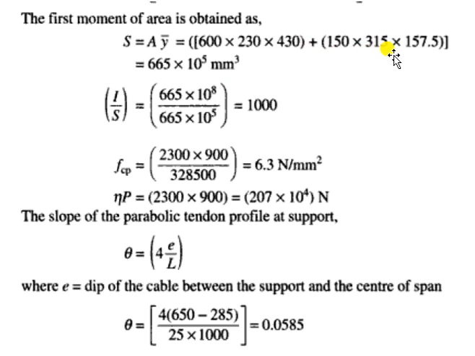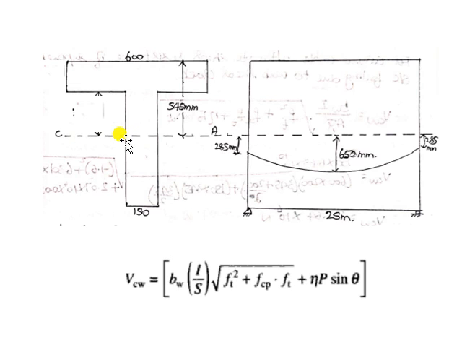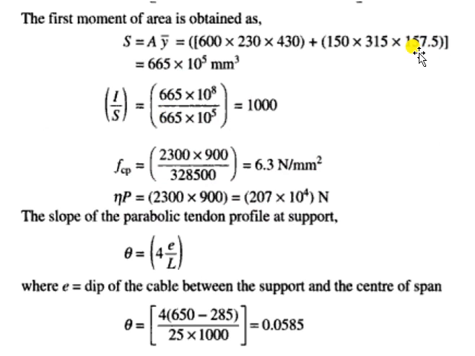area of the web, into then centroidal distance of the web with respect to the centroidal axis of the section, that will be equal to 315 divided by 2, that is 157.5. So this is 315 divided by 2, which is 157.5. So S is equal to 665 into 10 to the power 5 millimeter square.